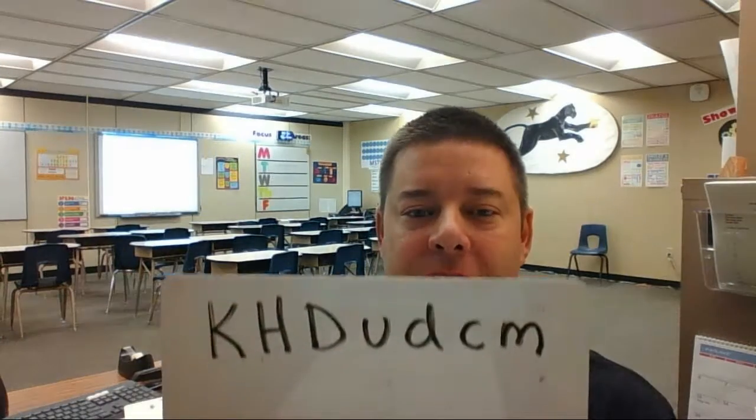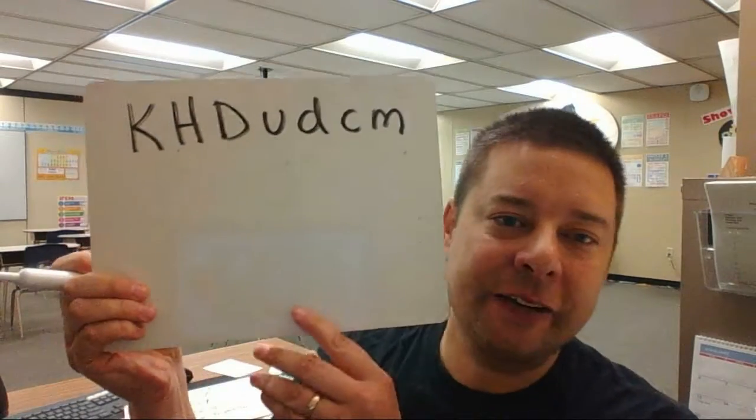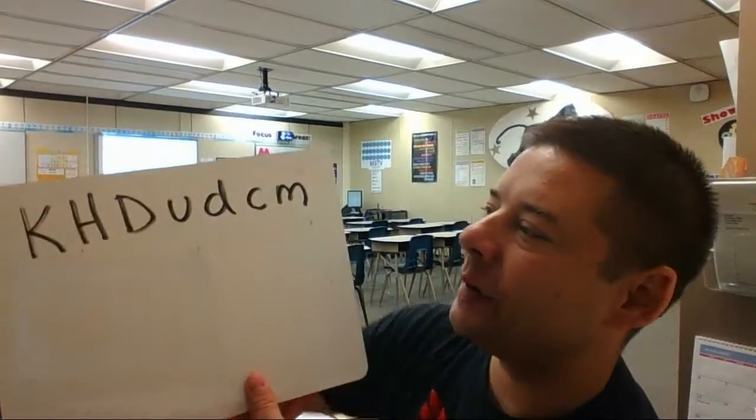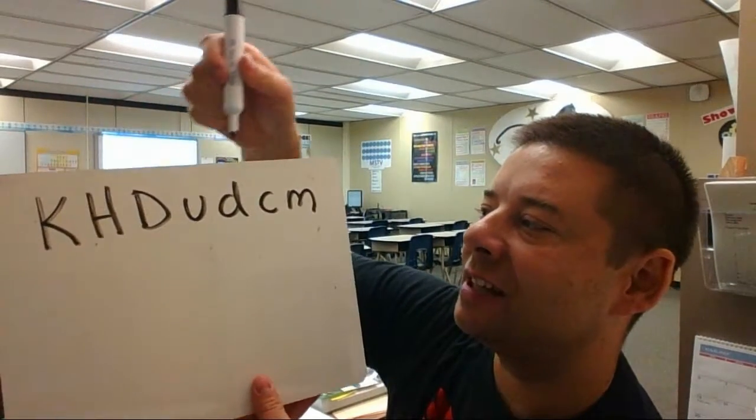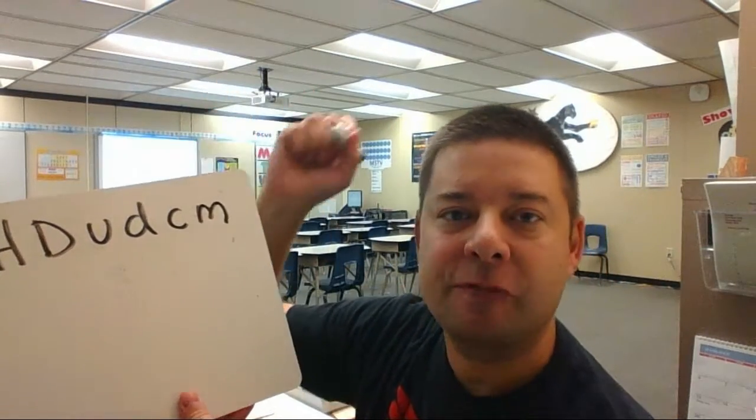Now in question number 4, it's all about converting with the metric system, and this is where we want to use King Henry. King Henry doesn't usually drink chocolate milk. It's a great way for us to remember KHDUDCM, because this is kind of like our answer key for number 4.